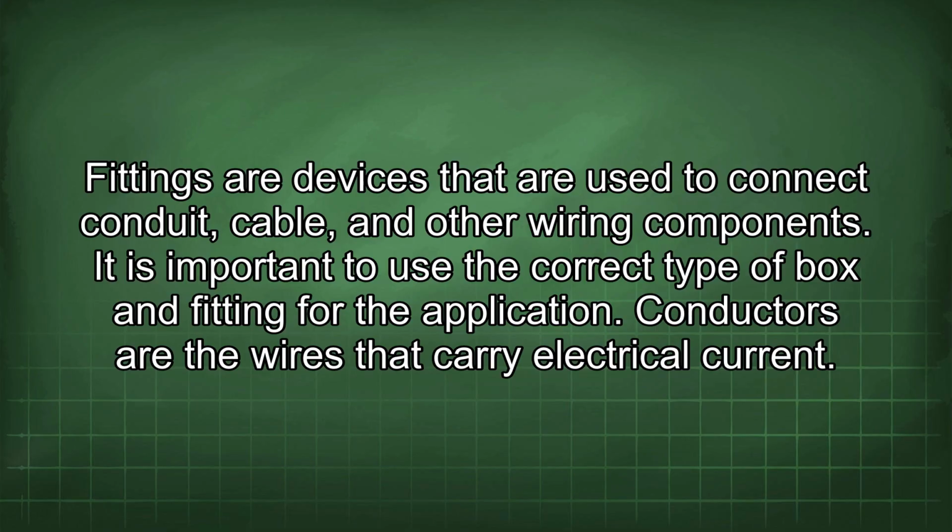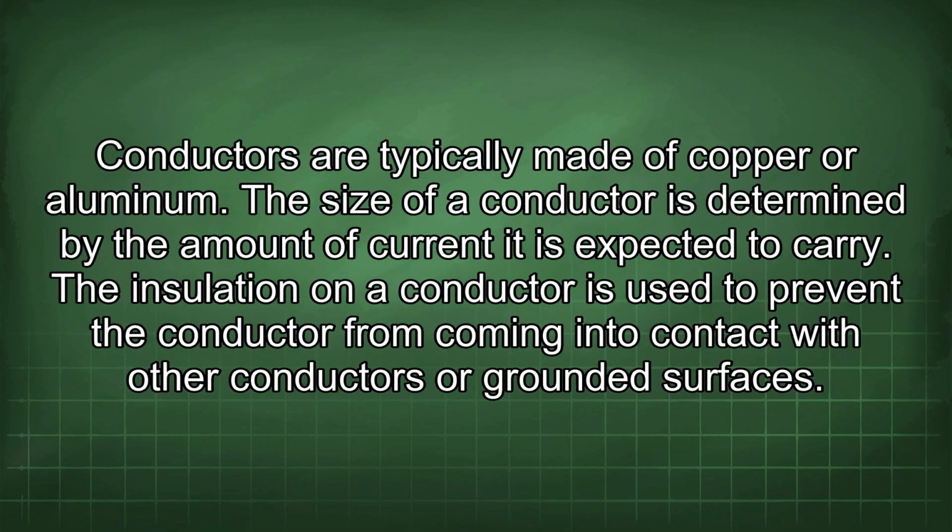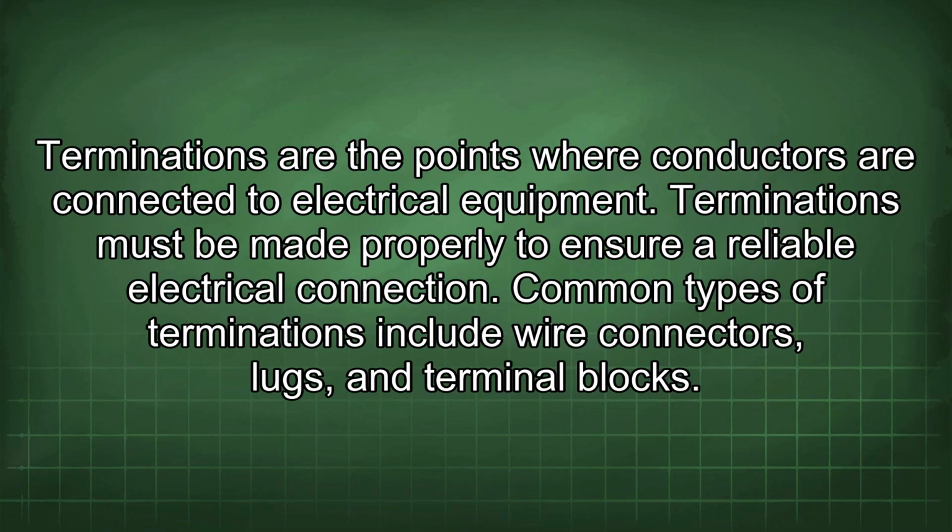Conductors are the wires that carry electrical current. Conductors are typically made of copper or aluminum. The size of a conductor is determined by the amount of current it is expected to carry. The insulation on a conductor is used to prevent the conductor from coming into contact with other conductors or grounded surfaces. Terminations are the points where conductors are connected to electrical equipment. Terminations must be made properly to ensure a reliable electrical connection.